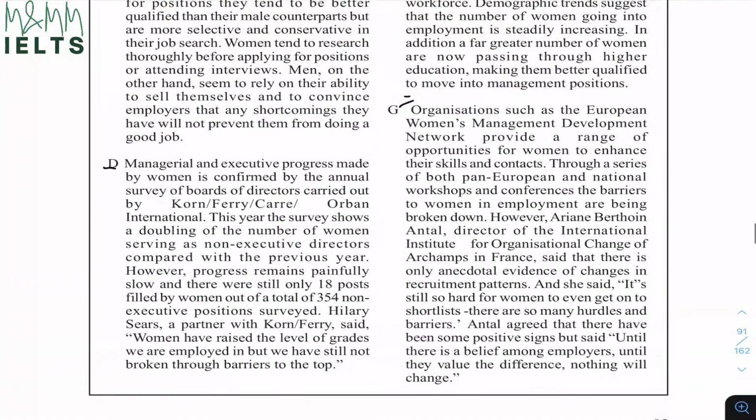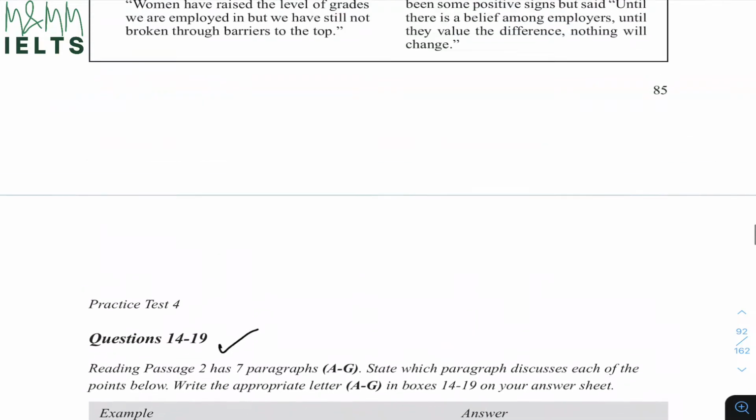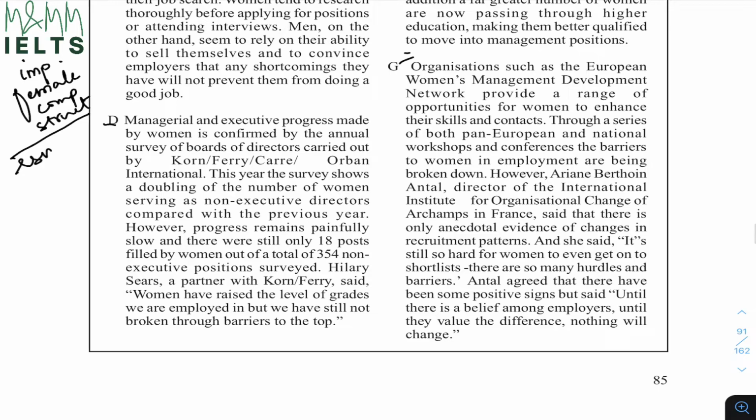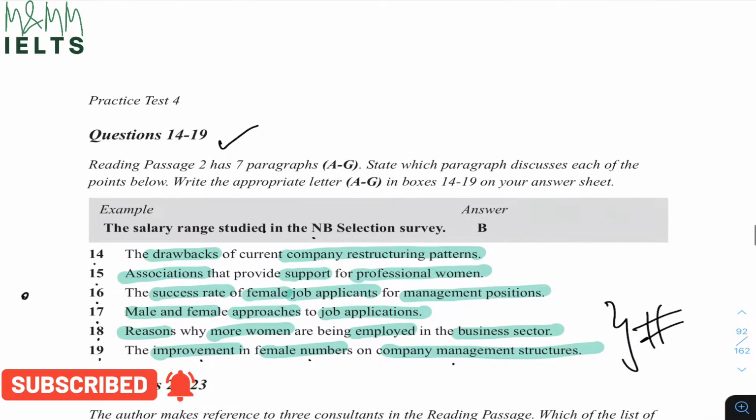Let's write it down here where we have the paragraphs. Improvement, female, company, structures. That's my first one. Okay. The reason I'm writing it down here is so that I can connect it with the paragraph. The next I want to write is reasons, more women employed, business sector. Okay. Reasons, more women employed, business sector. All good. And third last, male female approaches to job applications.